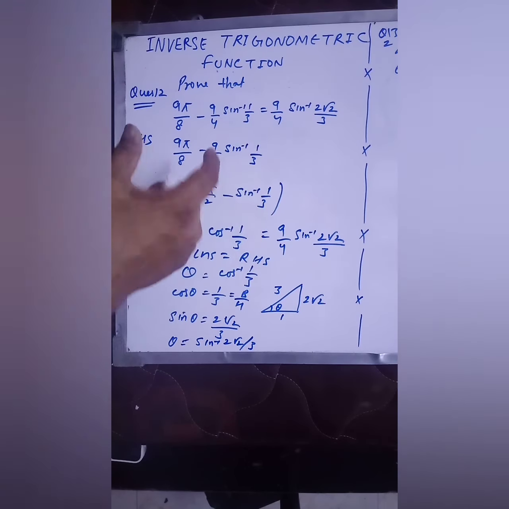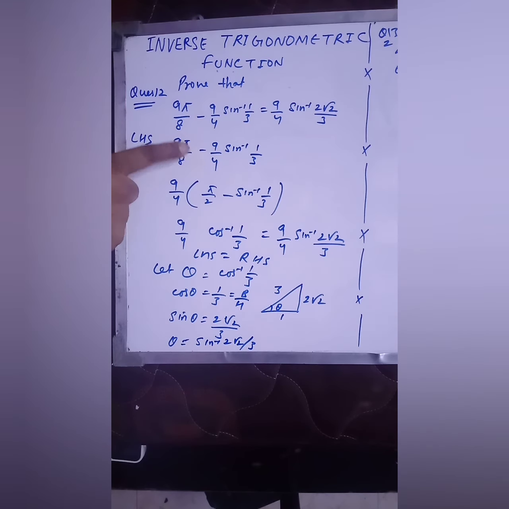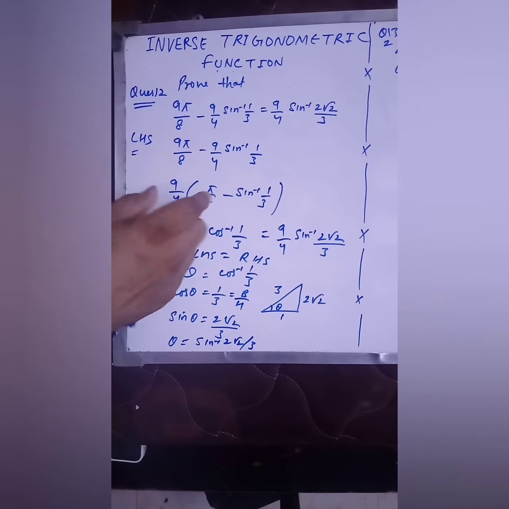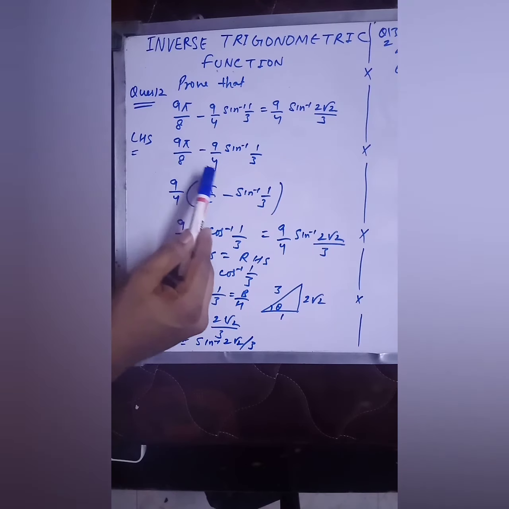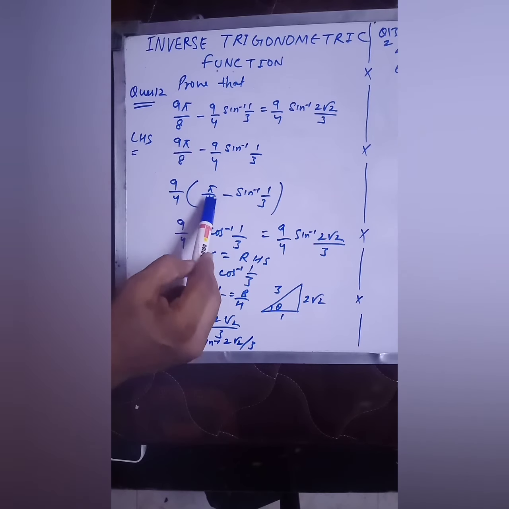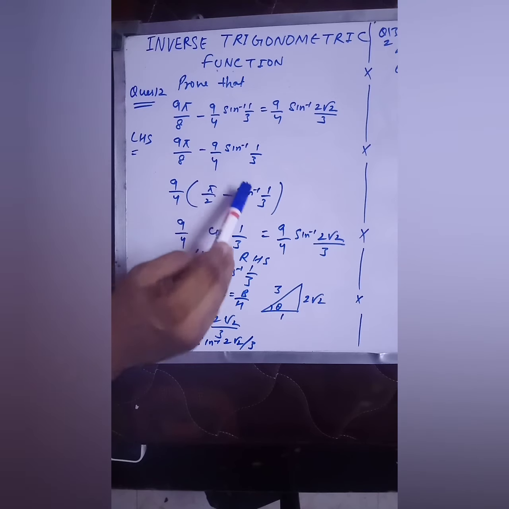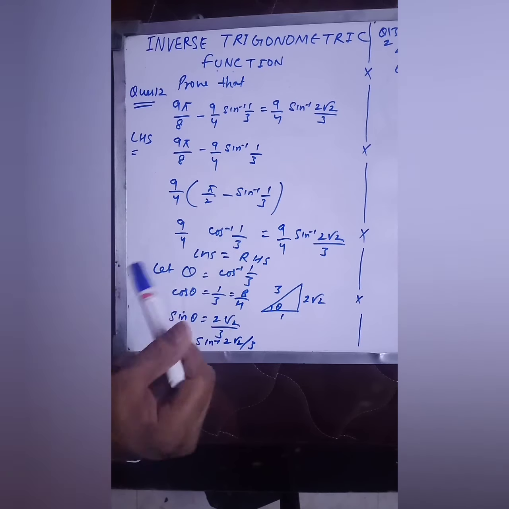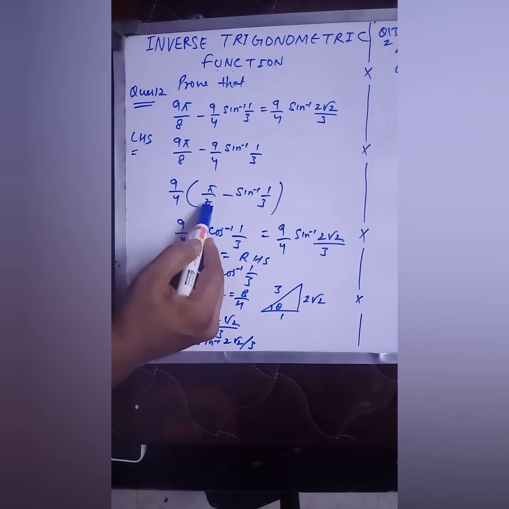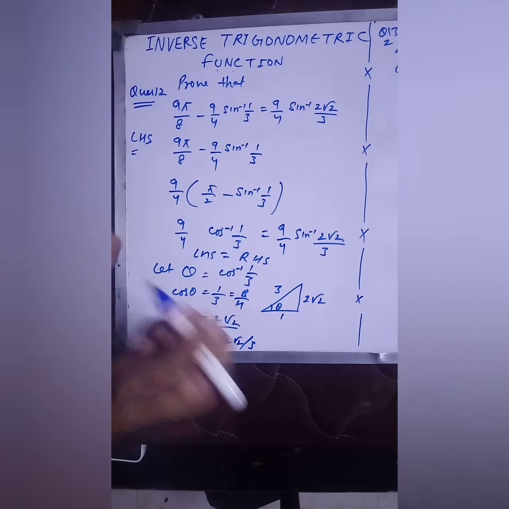Okay, so first of all I am taking the left hand side of the question, here it is, and now we can see that 9 by 4 is coming common. So I am taking 9 by 4 as common. So here you will get pi by 2 minus sin inverse 1 by 3. Now, so this is a formula of cos inverse 1 by 3.